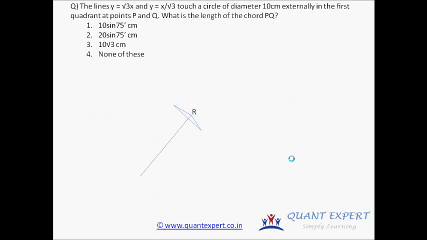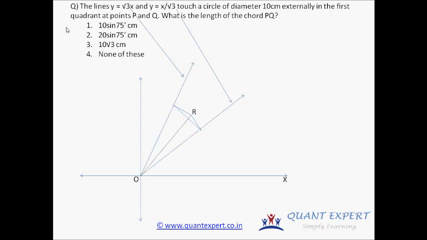First, the key thing to notice here is that both the lines that they have given do not have a constant part in the y equal to mx plus c format. But c is 0. That means both these lines will pass through the origin. So if we just figure out what these lines look like, it will be something like this.